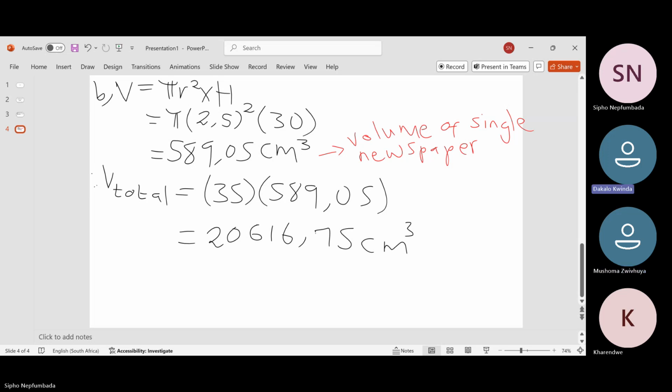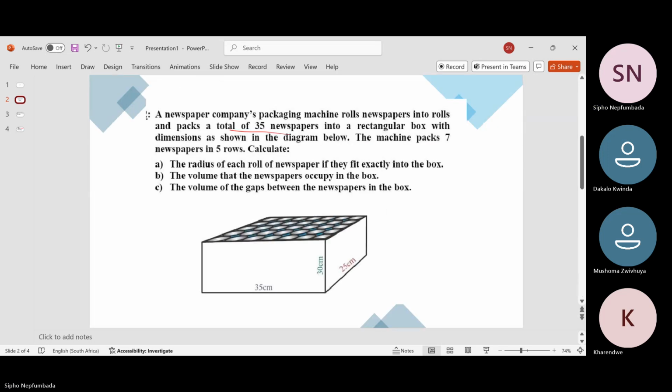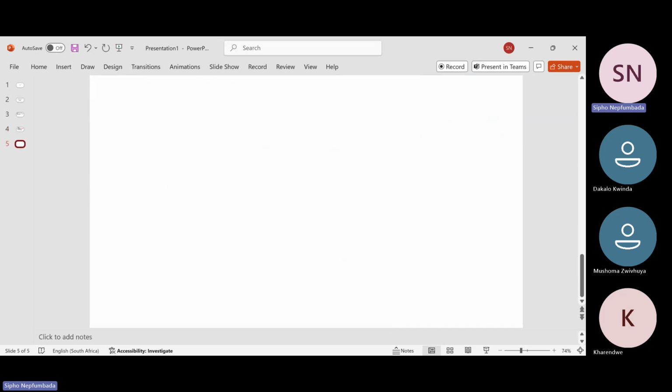Yes. There we go. You can take it over, Mshoma. Here we have to calculate the volume of the gaps between the newspaper and the box. So the formula of the volume of the gaps is nothing but equal to the volume of the box minus the volume of the newspaper. Then we get the new volume of the gaps. Are we good?